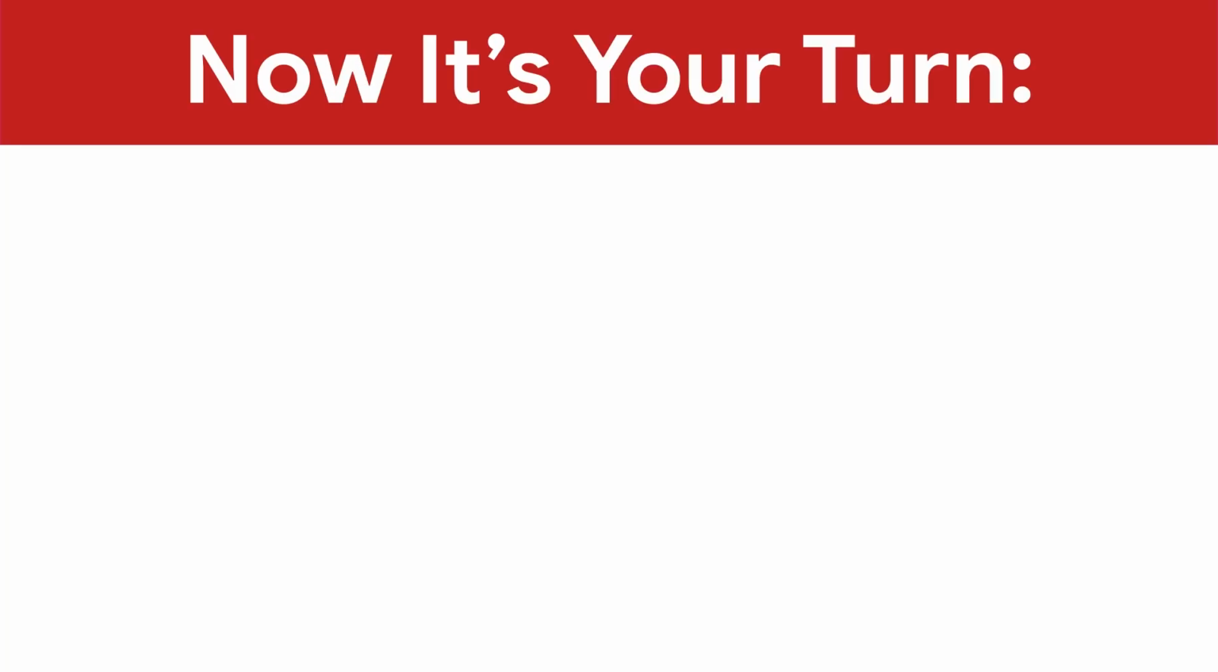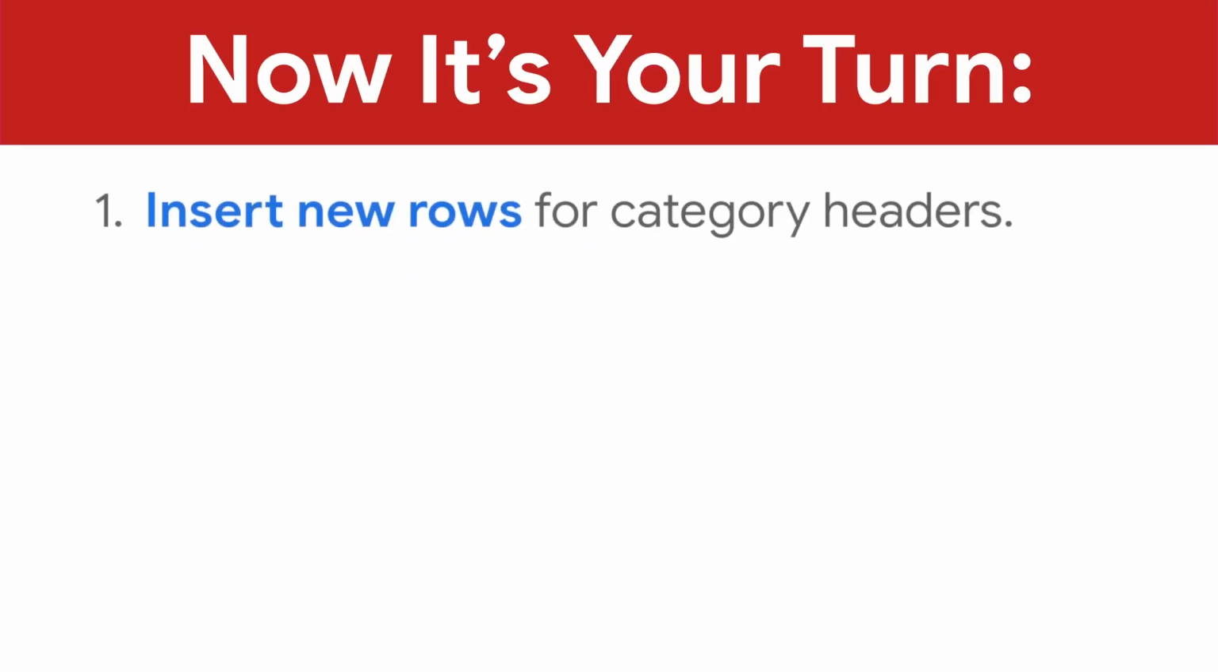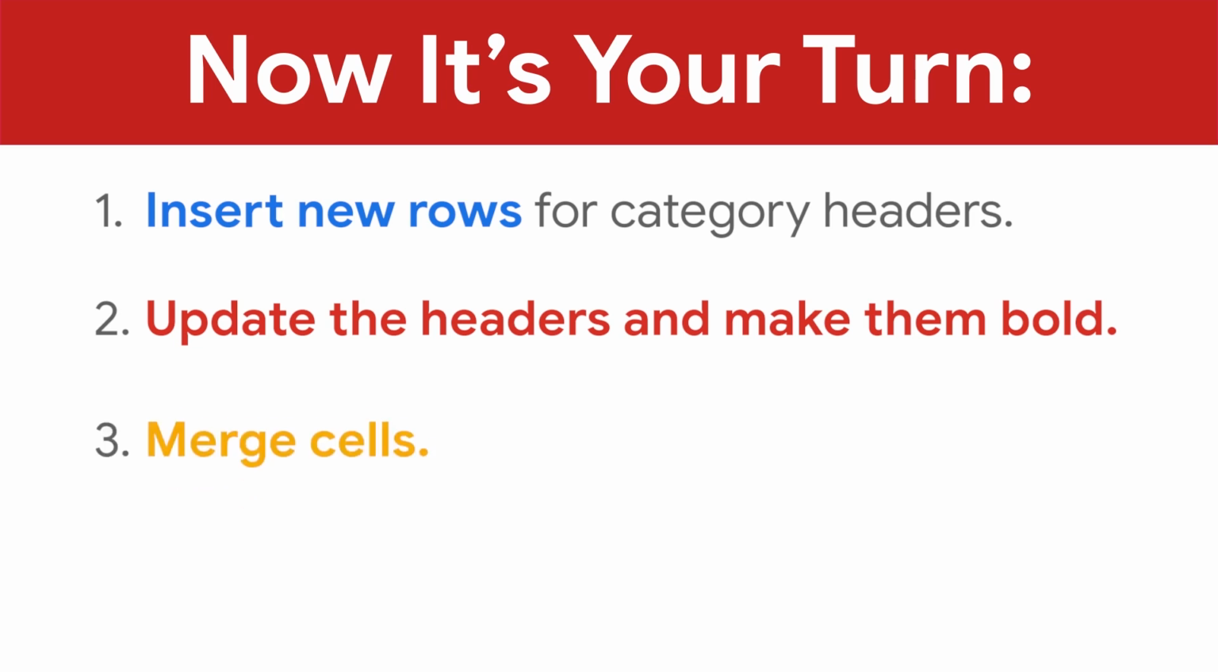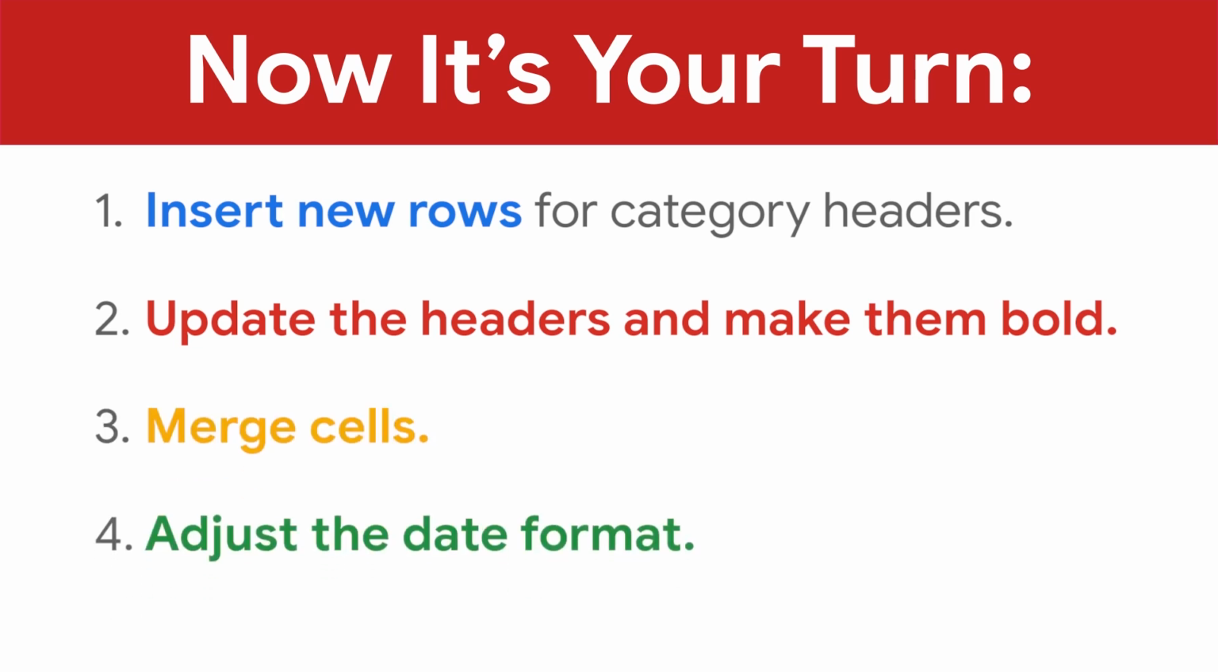Now, it's your turn. Insert new rows for category headers, update the headers and make them bold, merge cells, and adjust the date format.